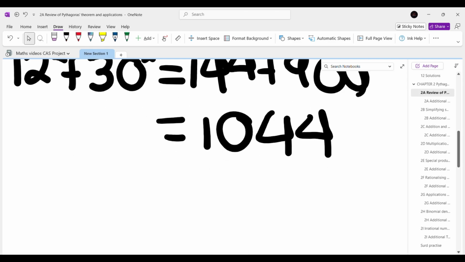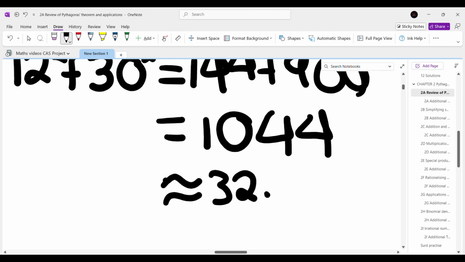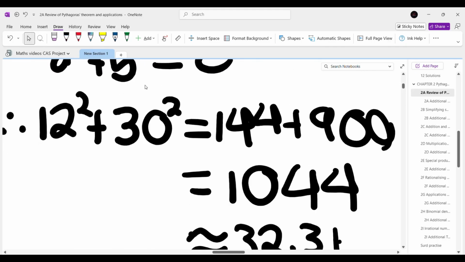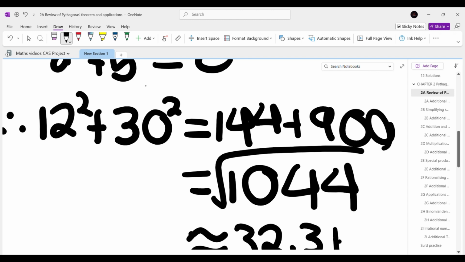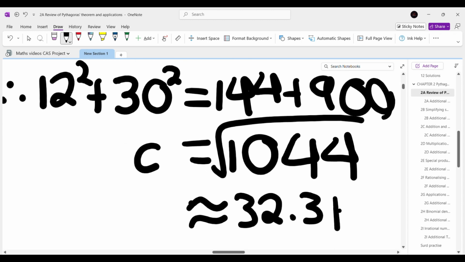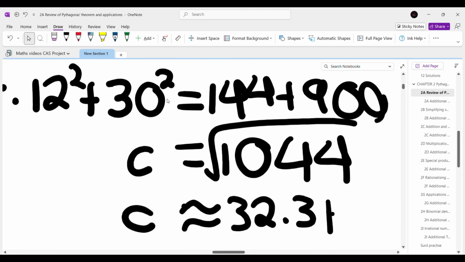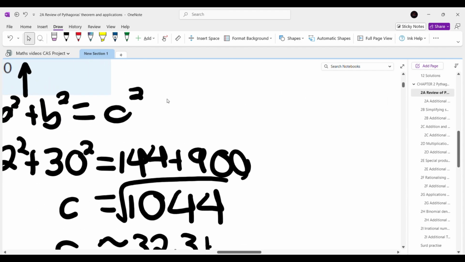However, if we pull out our calculator and try and solve the square root of 1044, we don't get a nice rational solution. It's approximately equal to 32.31. Obviously, if you don't have a calculator though, it can be kind of hard to figure this out. So in this case, we can just leave the c value as a surd.